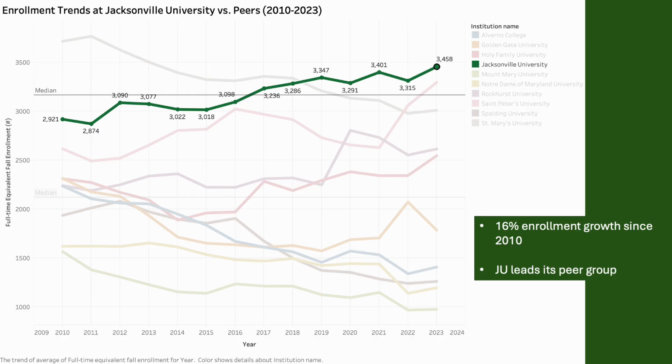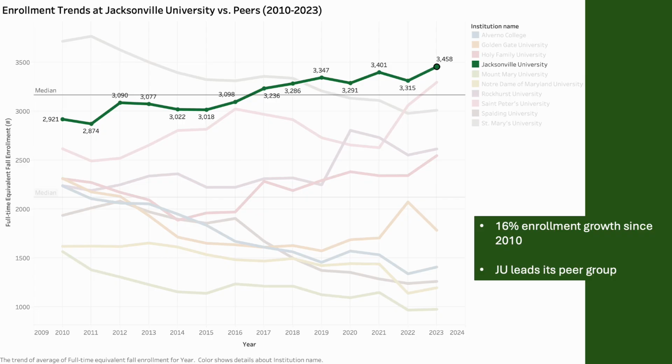Starting with enrollment, JU has clearly outperformed its peer institutions over the past decade. By looking at this line chart, which highlights JU's enrollment in dark green, you can see that from 2010 to 2023, JU's student enrollment grew from 2,900 to about 3,500, which is about 16%. This stands out during a time when many similar schools faced flat or declining numbers.